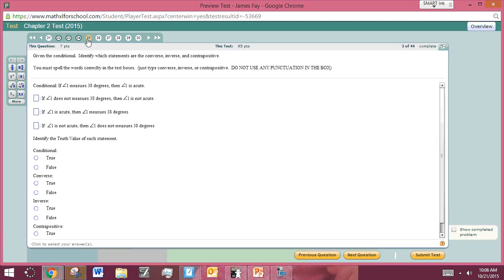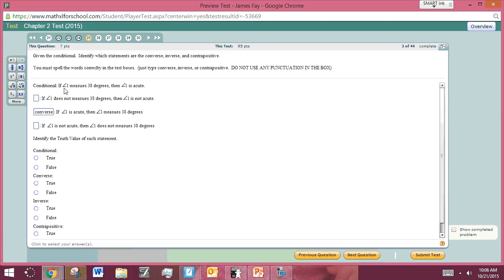So conditional statement. Now, I'm just going to go find, it says if angle 1 measures 38 degrees, then angle 1 is acute. I'm going to find if angle 1 is acute, then it measures 38 degrees. So what I just did is the converse. Okay, then I'm going to look at this statement here. I'm going to negate both sides.